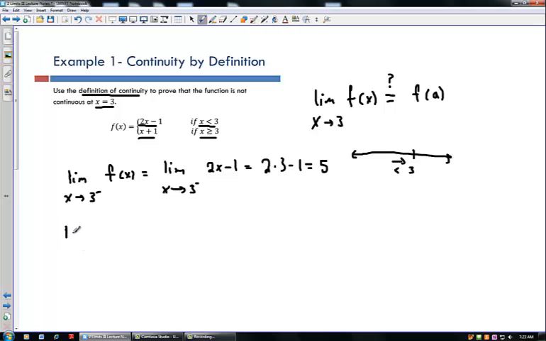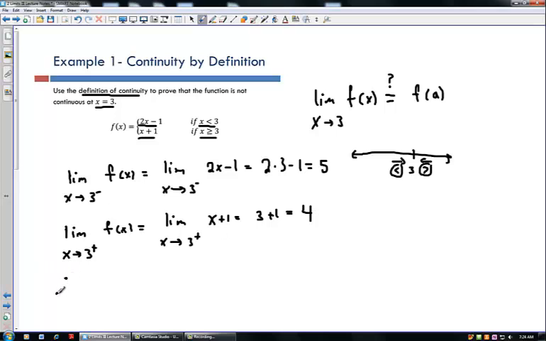And then the limit from the right, the limit as x goes to 3 from the right of f of x. Now I'm coming in from the right-hand side over here, so these are numbers that are bigger than 3, whereas from the left, it's things that are less than 3. So for bigger than 3, use the bottom piece. I'll use x plus 1. That's equal to 3 plus 1, which equals 4.